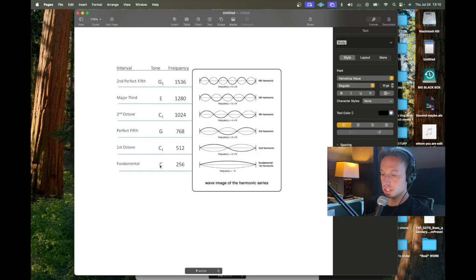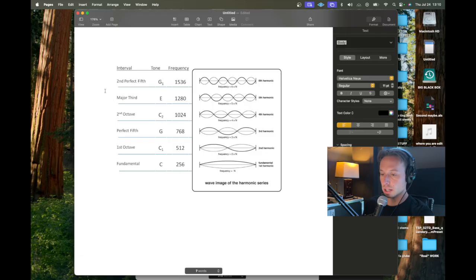So if we were to play a C and it was 256 hertz, this would be our fundamental. Now if we add 256 to itself, we get 512, and that's our first octave. So we get C, and we're now at our second harmonic. All we've done is cut the wavelength in half. And so now we have 2 cycles in the frame instead of 1. If we do this again and add 256 to 512, we get 768. This is our perfect fifth.